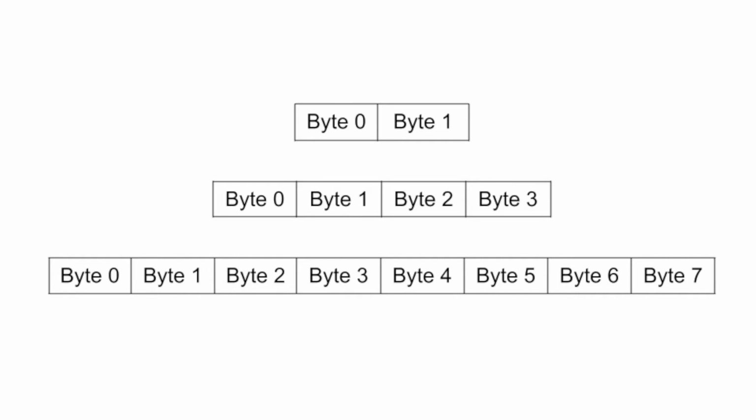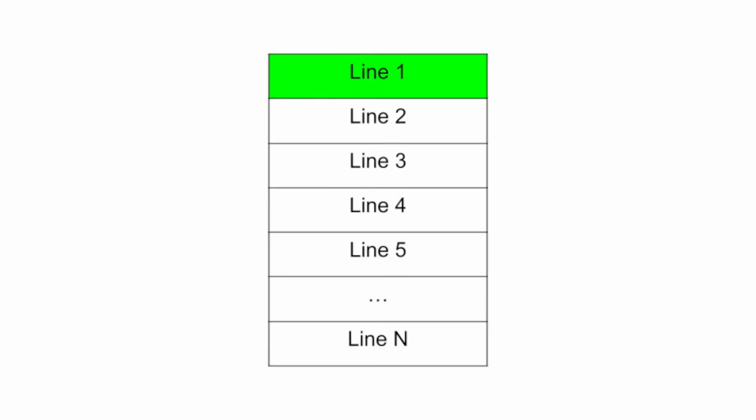Words contain bytes. Different types of computers can have a different number of bytes per word. Common word sizes are 8, 16, 32, 64, and 128 bits. Here you can see 16, 32, and 64-bit words. Memory is broken down into lines, with each line containing 1 or more words. Different types of computers can have a different number of words per line. For most programmers, the number of words per line doesn't matter.